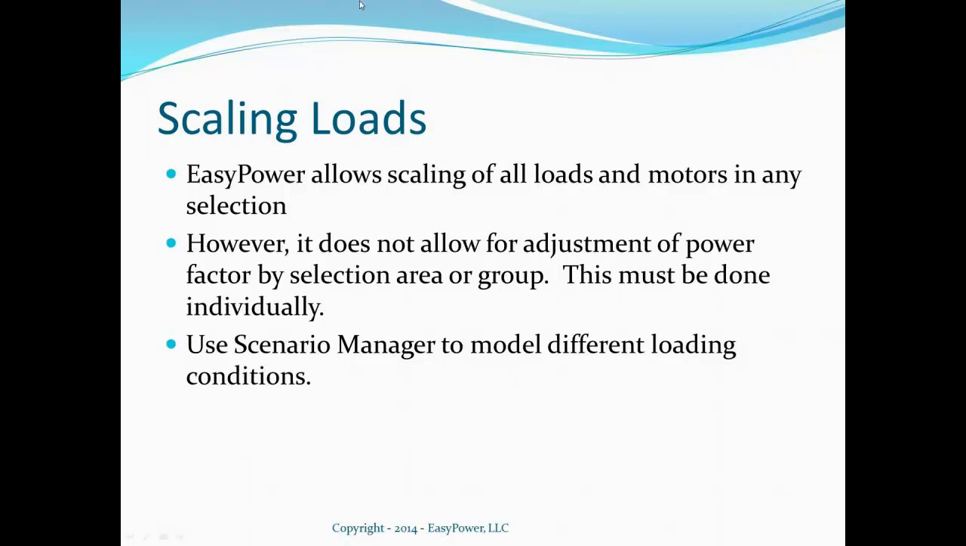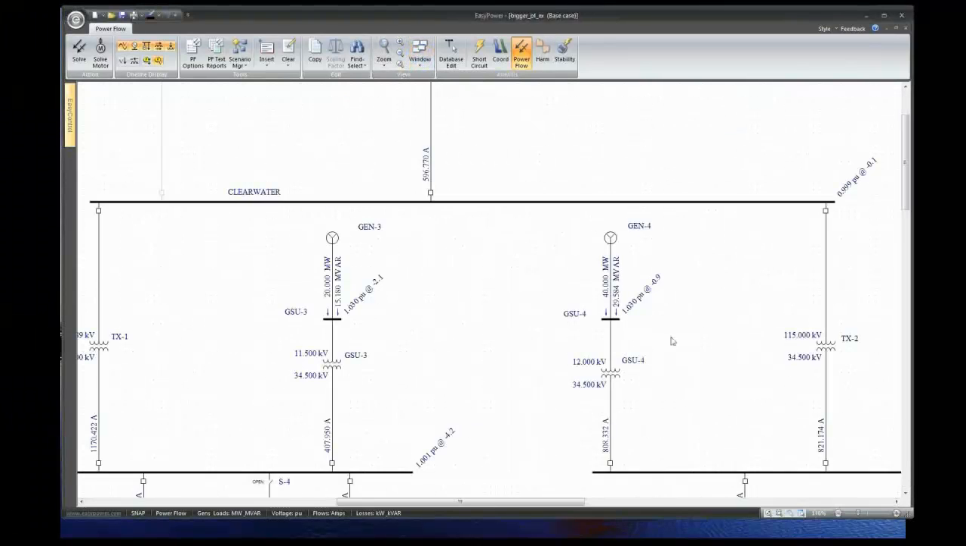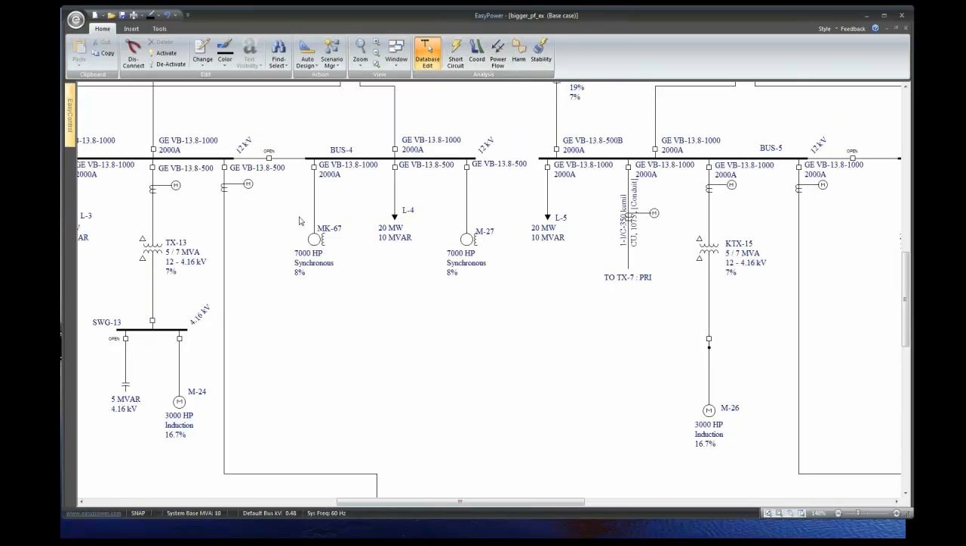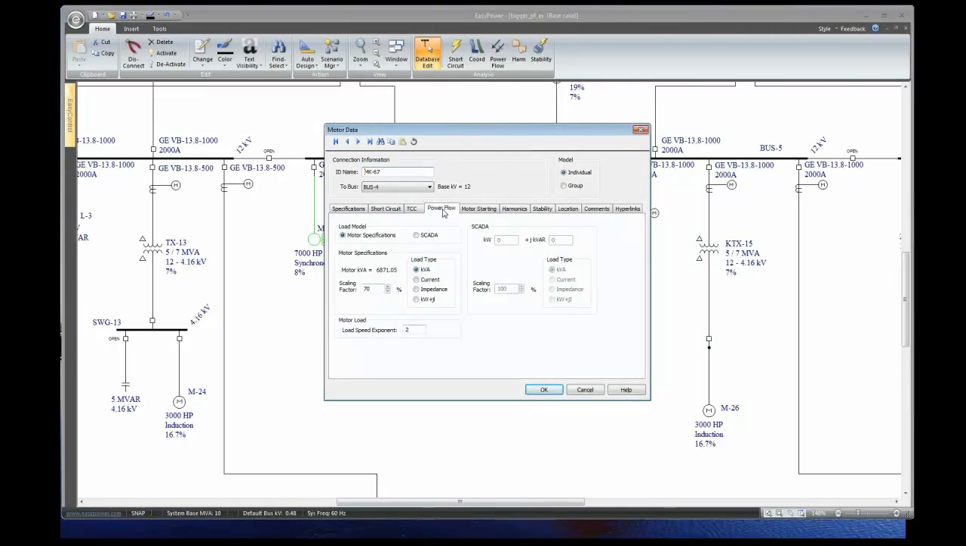All right, so let's take a quick look at the model. Let me go back to the other one that has some more loads in there. So just as an example, go back to database. So we've looked at this before, but here is my power flow tab for the motor. There's a scaling factor here. So it's going to take this kVA times this scaling factor, and that's what the program uses.